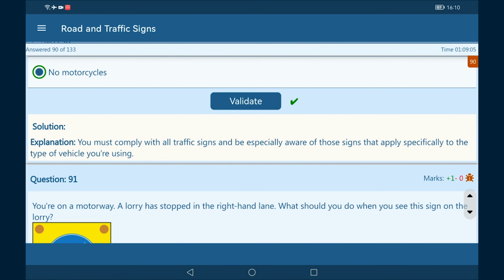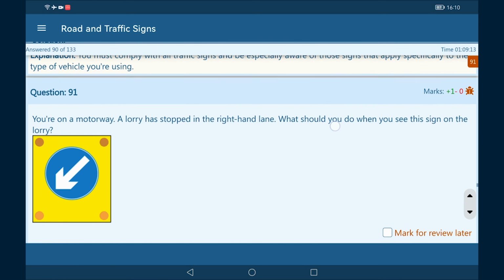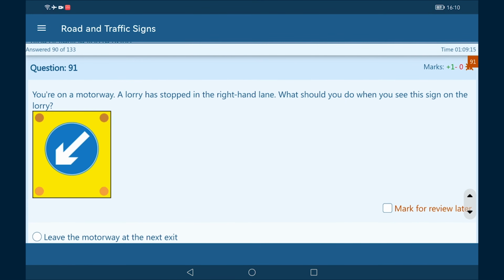Explanation. You must comply with all traffic signs and be especially aware of those signs that apply specifically to the type of vehicle you're using. Question 91. You're on a motorway. A lorry has stopped in the right-hand lane. What should you do when you see this sign on the lorry?